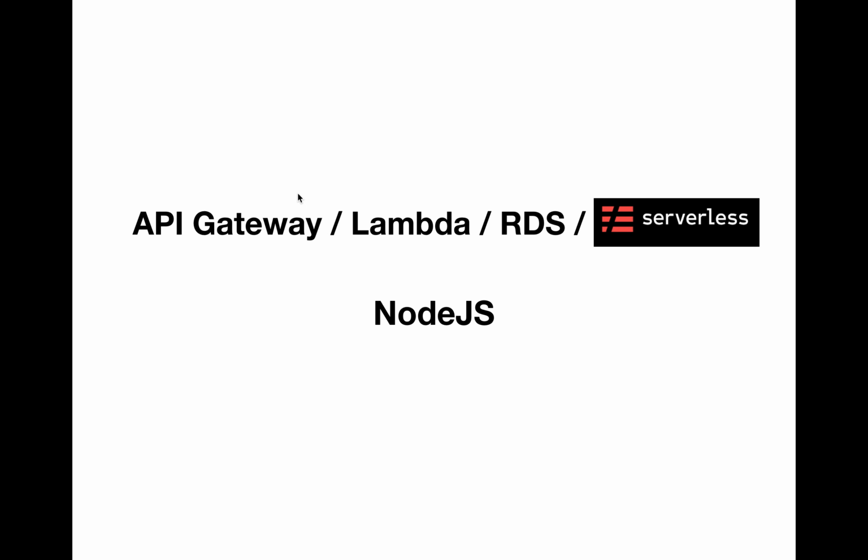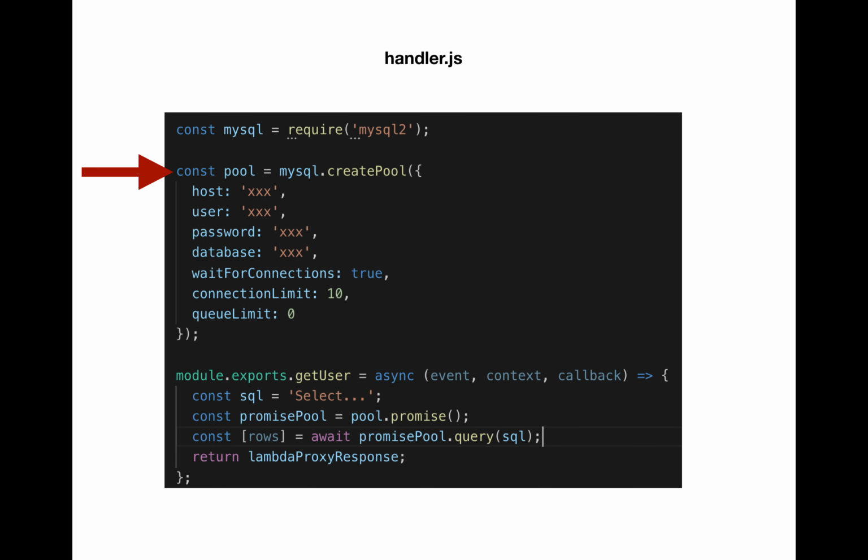This video will show you some of the things that you might run into when you're using the API Gateway to connect to a Lambda function to connect to an RDS database using the serverless Node.js framework. So you want your Lambda functions to look like this.